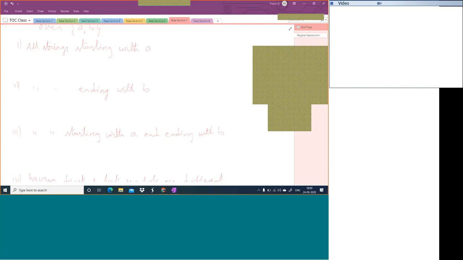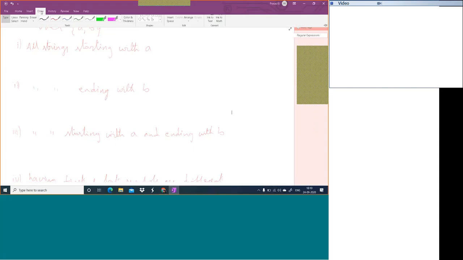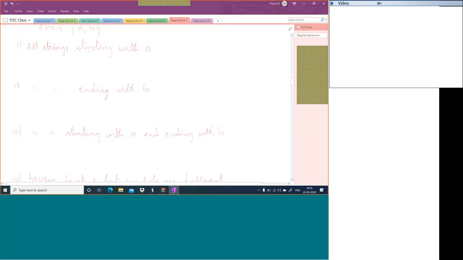Okay. A followed by (A plus B) whole star. Very good. Okay, guys, listen. All strings starting with A means it can be any combination of A and B, but the first symbol must be A. After that, it can be A or B, A or B, any combination of A and B of any length. So simply the first must be A, then any combination of A and B.